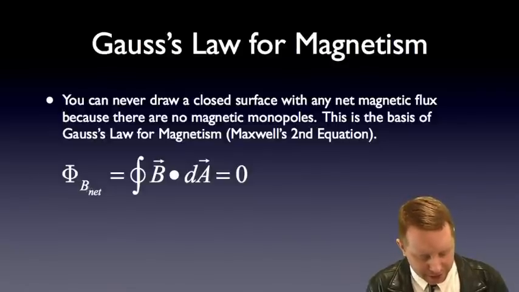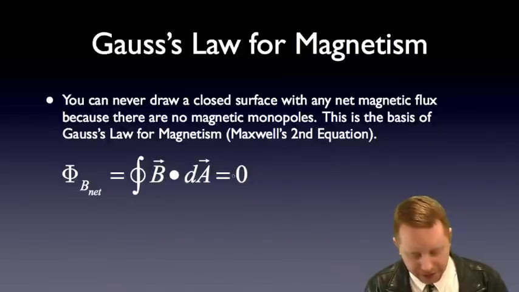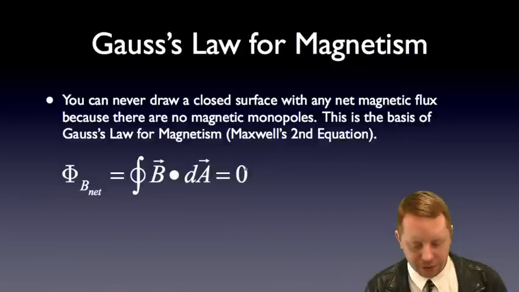The total magnetic flux, the net magnetic flux, is equal to the integral over the closed surface of the magnetic field dotted with the area, and that has to be equal to zero. And again, that's zero because the net has to be zero. There are no magnetic monopoles. No matter what you do, you get a north with a south.